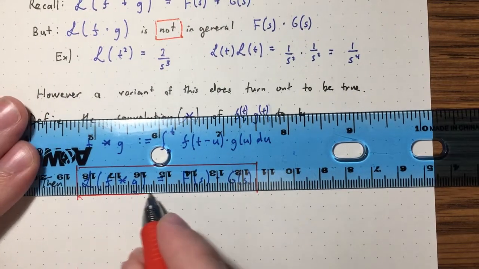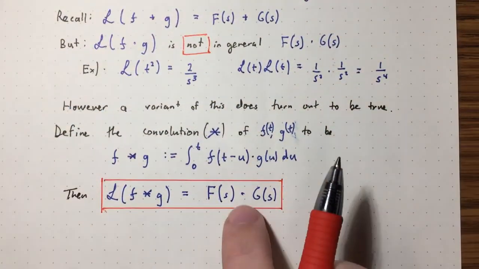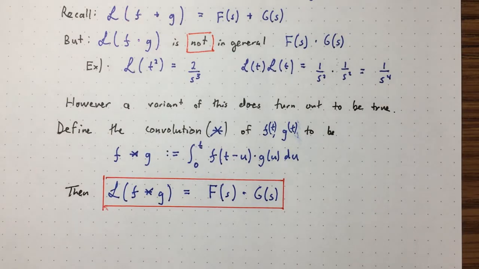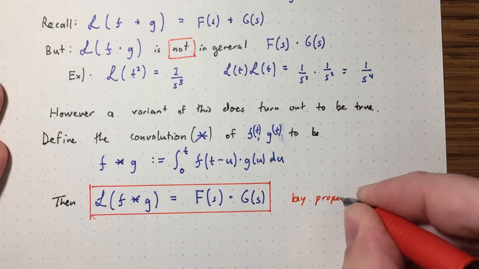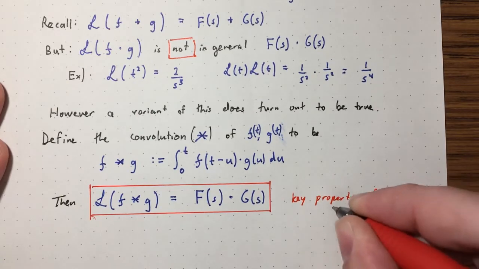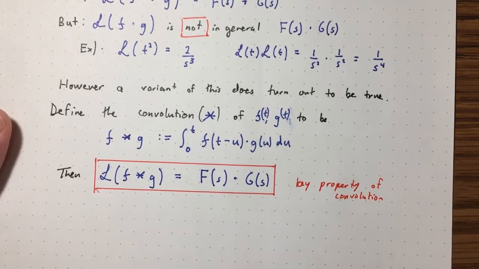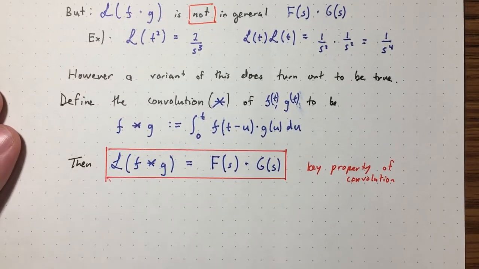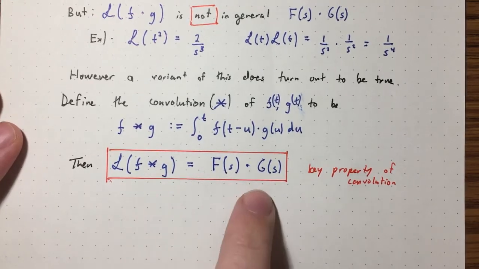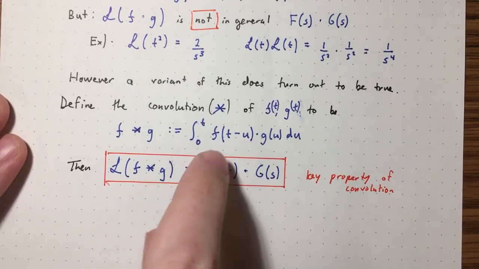So the Laplace transform turns convolution into products. So this is the key property of convolution. Okay, so I'm actually not going to prove this property. You can prove it by just going straight from the definition.